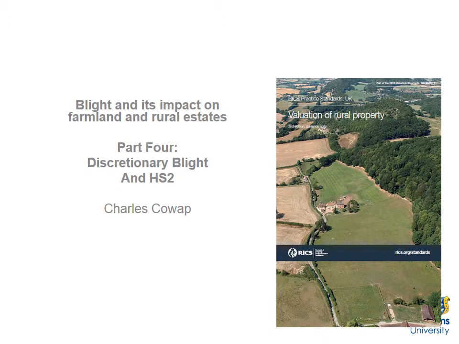This is the fourth of our four presentations on planning blight and compulsory purchase, and in particular its impact on farmland and rural estates. In the first three classes we looked at what counts as blight and who qualifies for blight protection. In the second presentation we looked at the procedures behind the successful service of a blight notice, and in the third presentation we looked at the special position of farms.